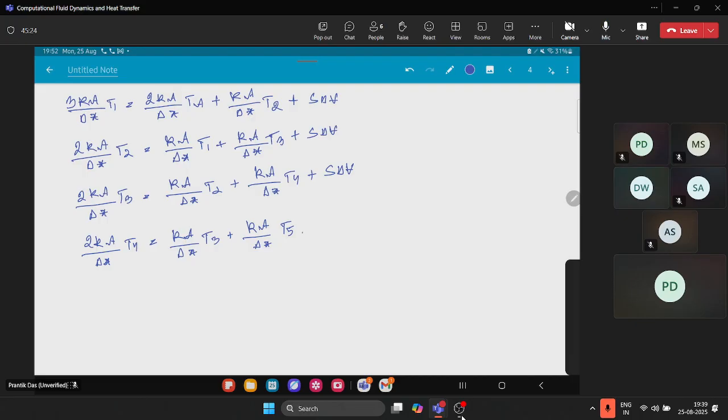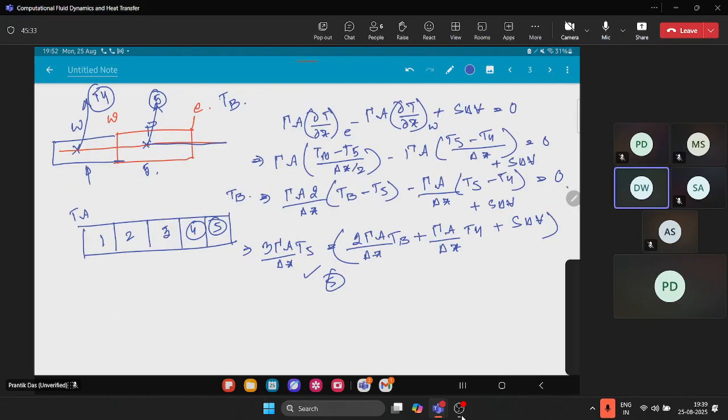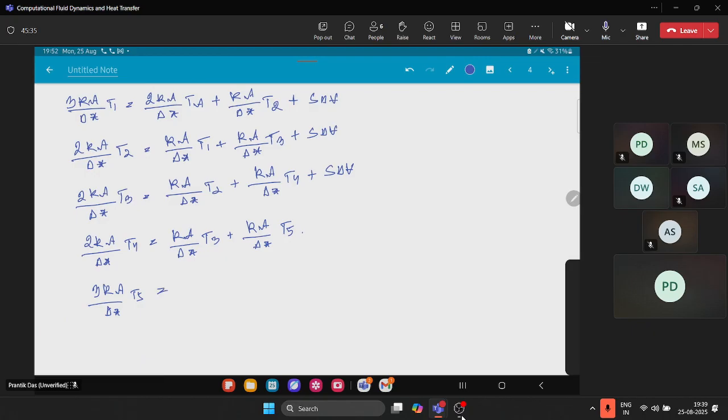Similarly, 3k by delta x T5 is equal to k by delta x T4 plus, so there will be s delta v here, and this one will be 2k by delta x Td plus s delta v.